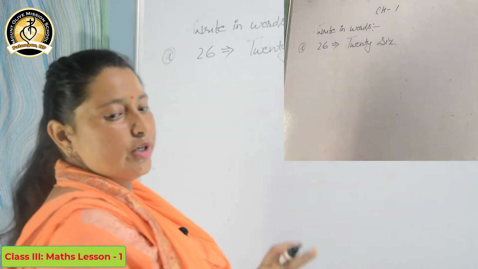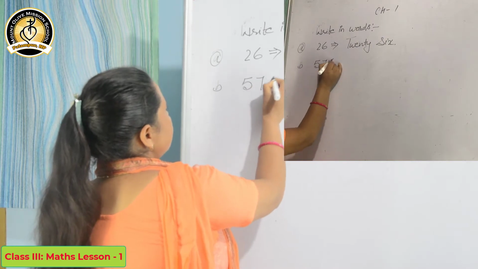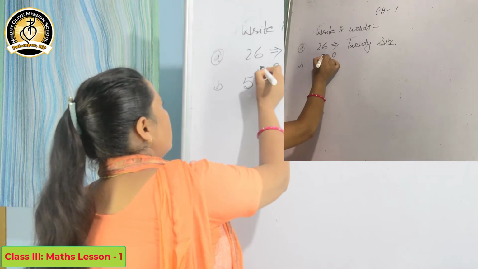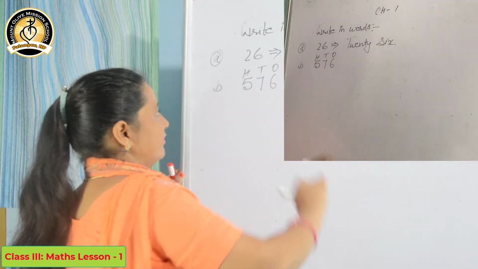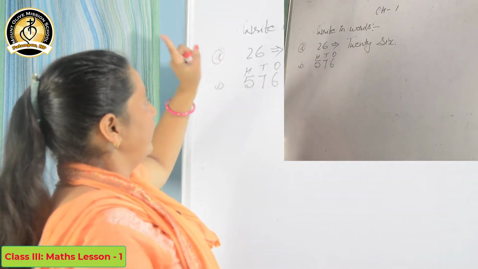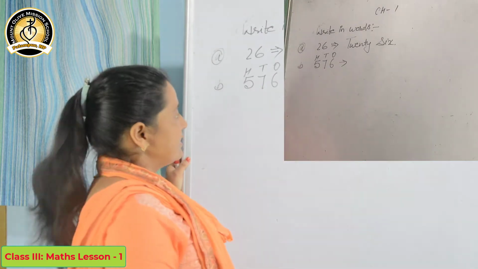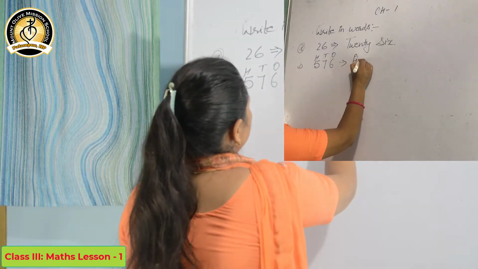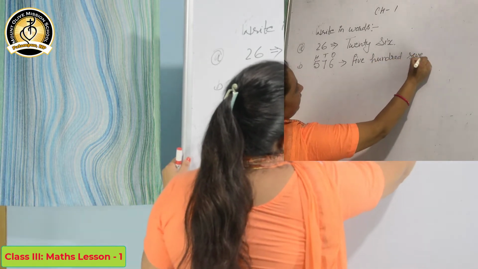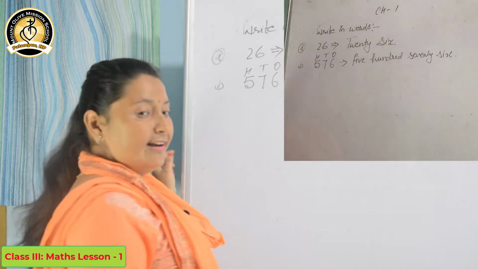Okay, so come on to part B. 576. First of all, write here the place values: ones, tens and hundreds. Okay, this is the ones, tens and hundreds. So 576. Is that clear?